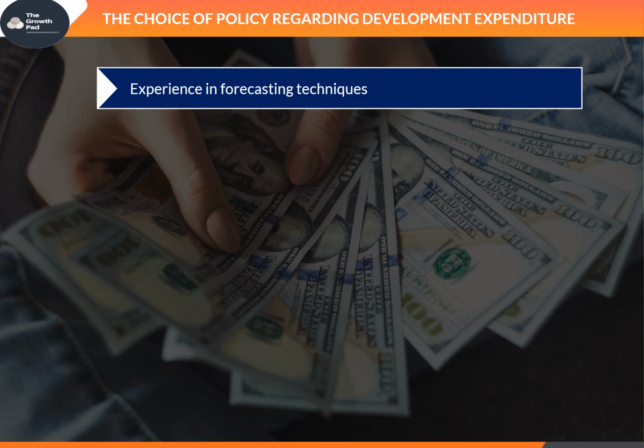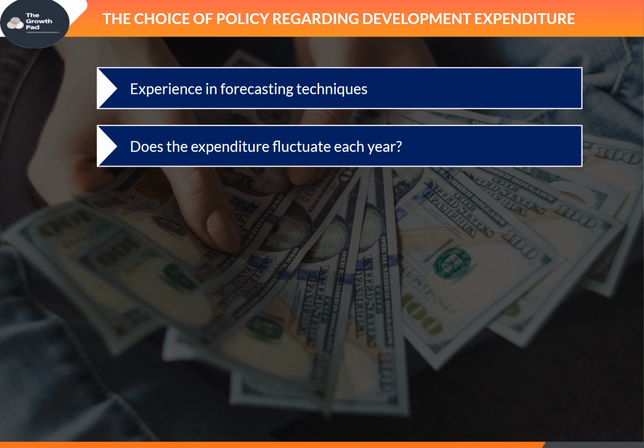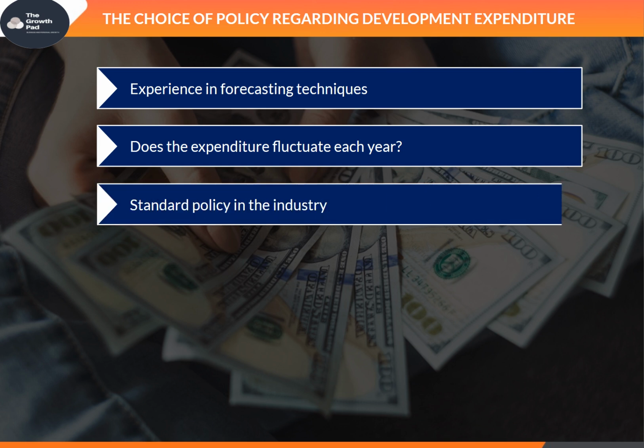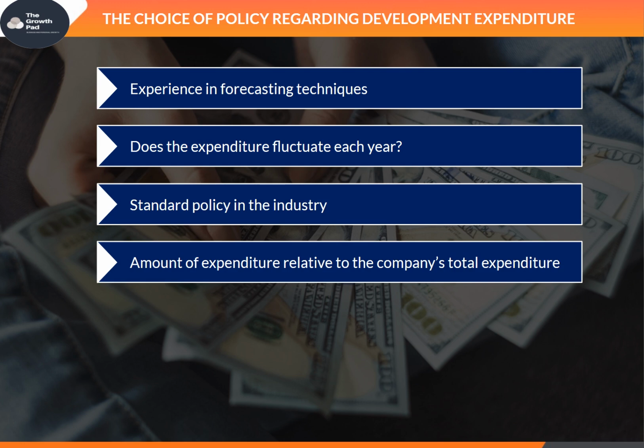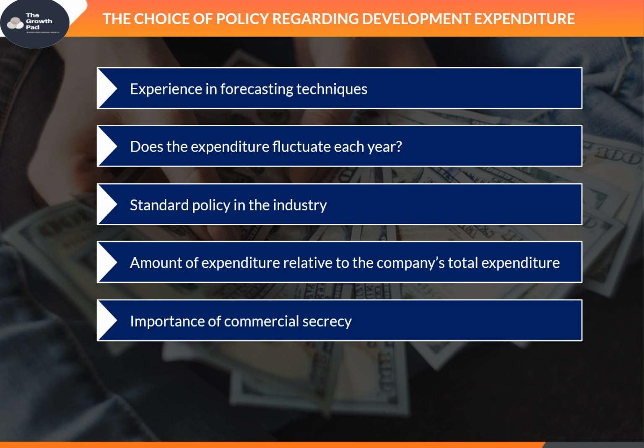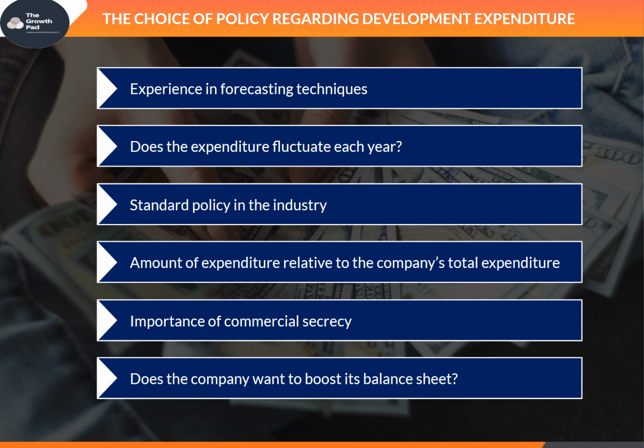Experience in forecasting techniques. Does the expenditure fluctuate each year? Standard policy in the industry. Amount of expenditure relative to the company's total expenditure. Importance of commercial secrecy. Does the company want to boost its balance sheet?